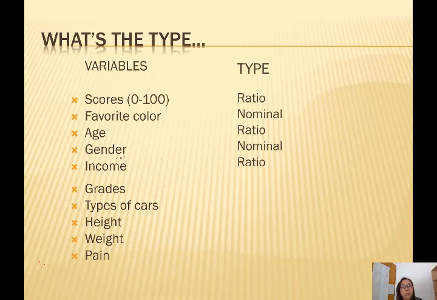How about grades? Let's think about grades as A through F, the letter grade that a student gets in a classroom. So that would be categorical instead of continuous. And would that be nominal or ordinal?